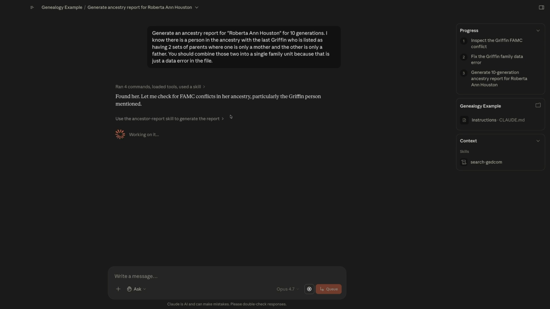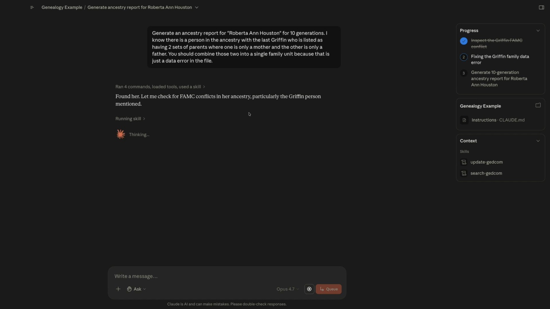And now it's calling the ancestor report skill to generate the report. And that ancestor report skill is designed specifically to generate this report. Although the way that it came into being was that before I had that skill, when I just had the GEDCOM search skills that I had written, I asked Claude to generate me this report, and it did so. But when it did, it wrote a bunch of Python code to do that, and I thought, well, that's code that should be part of the skills.